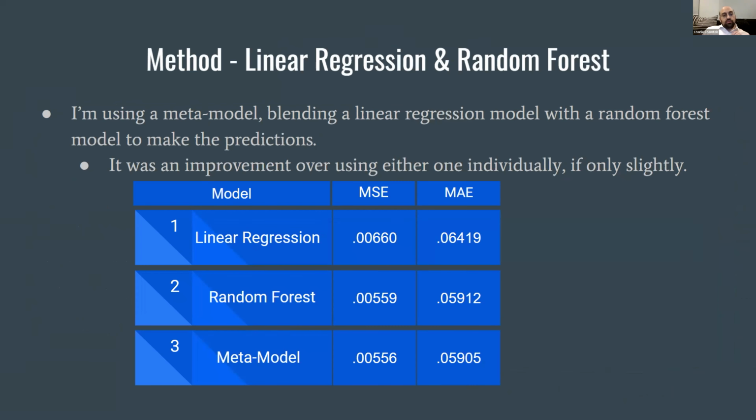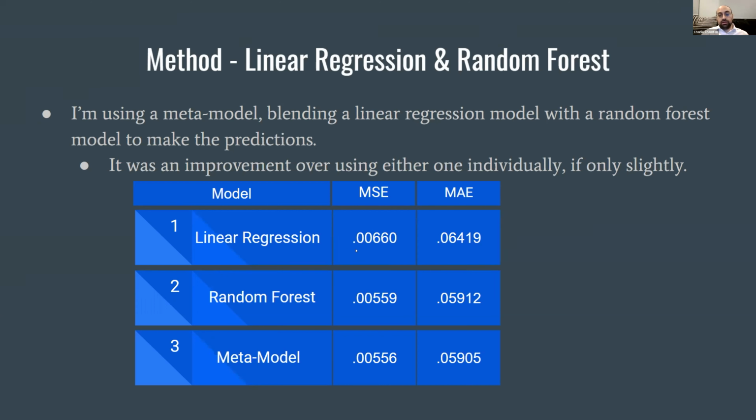So I ended up finding that using a blend of linear regression and random forest, I averaged the two out. I weighted it against the scores. The random forest had a better score, so I weighted those results more towards the random forest. But I found that using this meta model, this blended model of linear regression and the random forest, yielded the best results. It was an improvement over using either one individually, if only slightly.